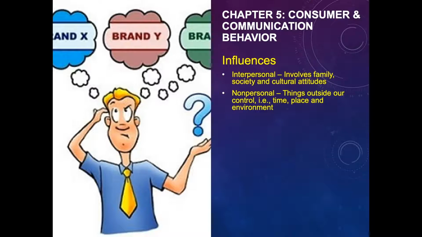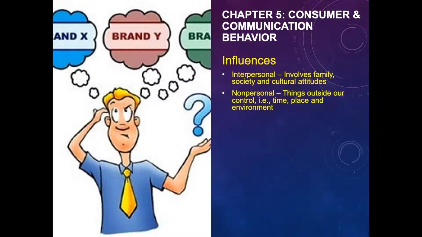Then you have your non-personal influences, which are things outside of your control, such as time, place, and environment. For example, you move to another state to attend college and see that some of your known influences are no longer readily available, so you adapt. We'll go back to food: the type of food that you're used to, the southern food here, but then you go north and you don't find collard greens or whatever it is readily available. So you adapt to this new environment, and that's non-personal.